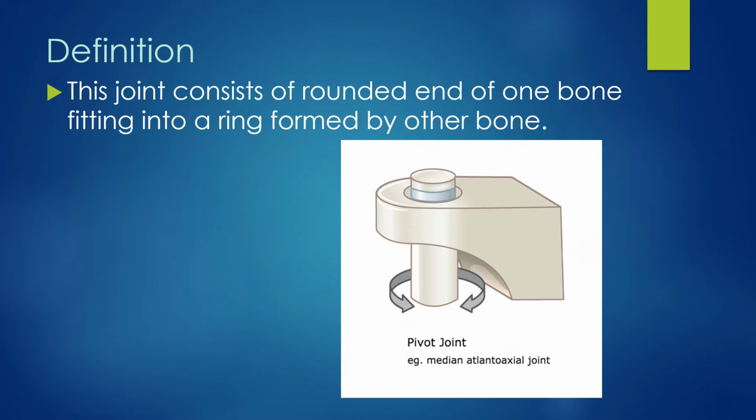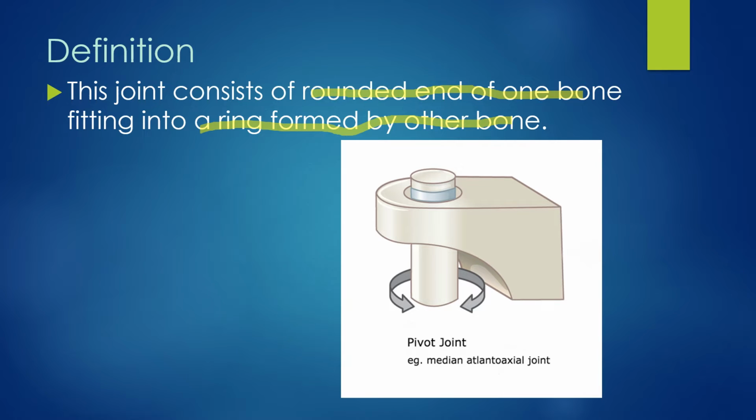Moving towards the definition of the pivot joint, this joint consists of a rounded end of one bone fitting into a ring formed by another bone. In the previous videos, you have learned that the synovial joints differ in their structure. It means the bones present along the different types of synovial joints have different structures. So the bones that are present along the pivot joint are also in a specific shape or form. One bone will be rounded at one end and the other bone will form a ring type structure.